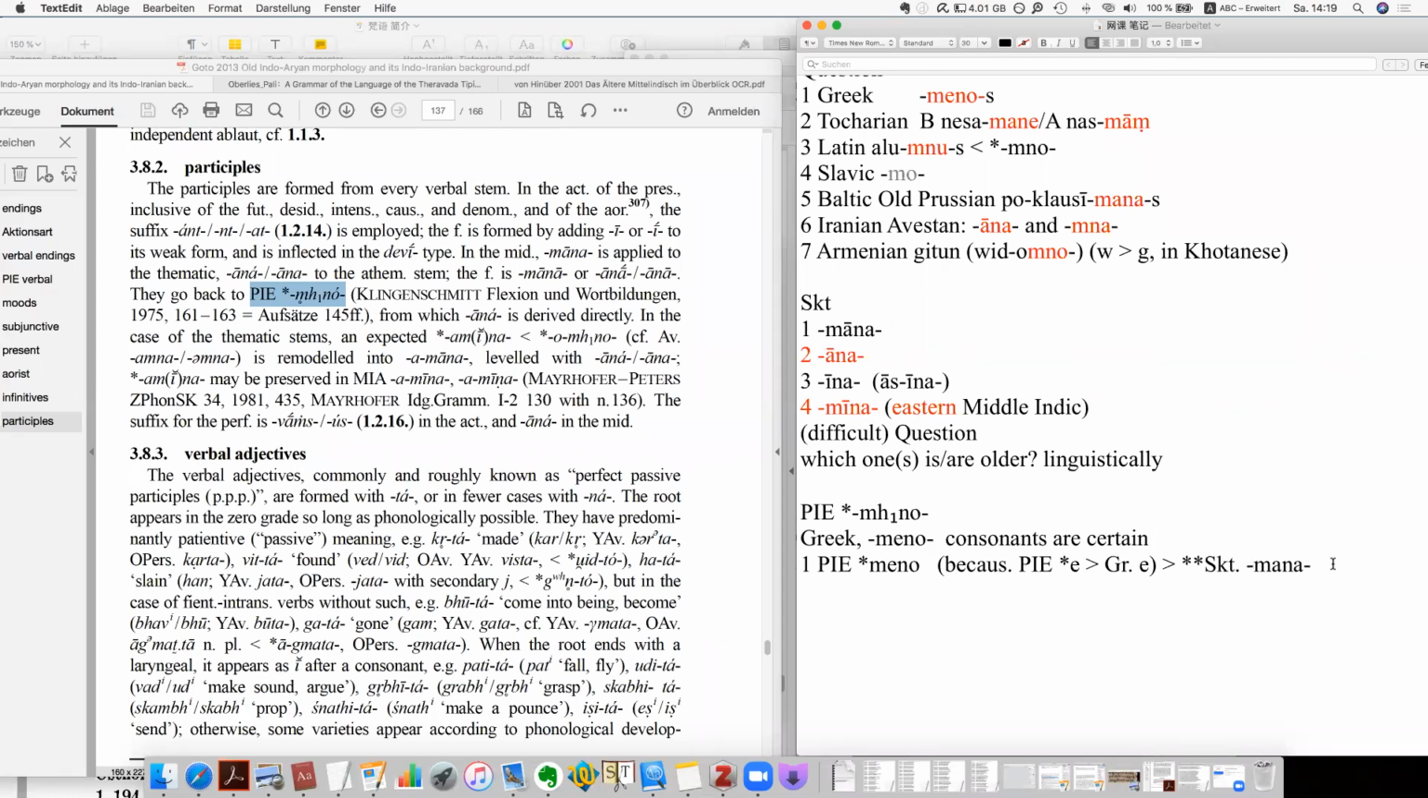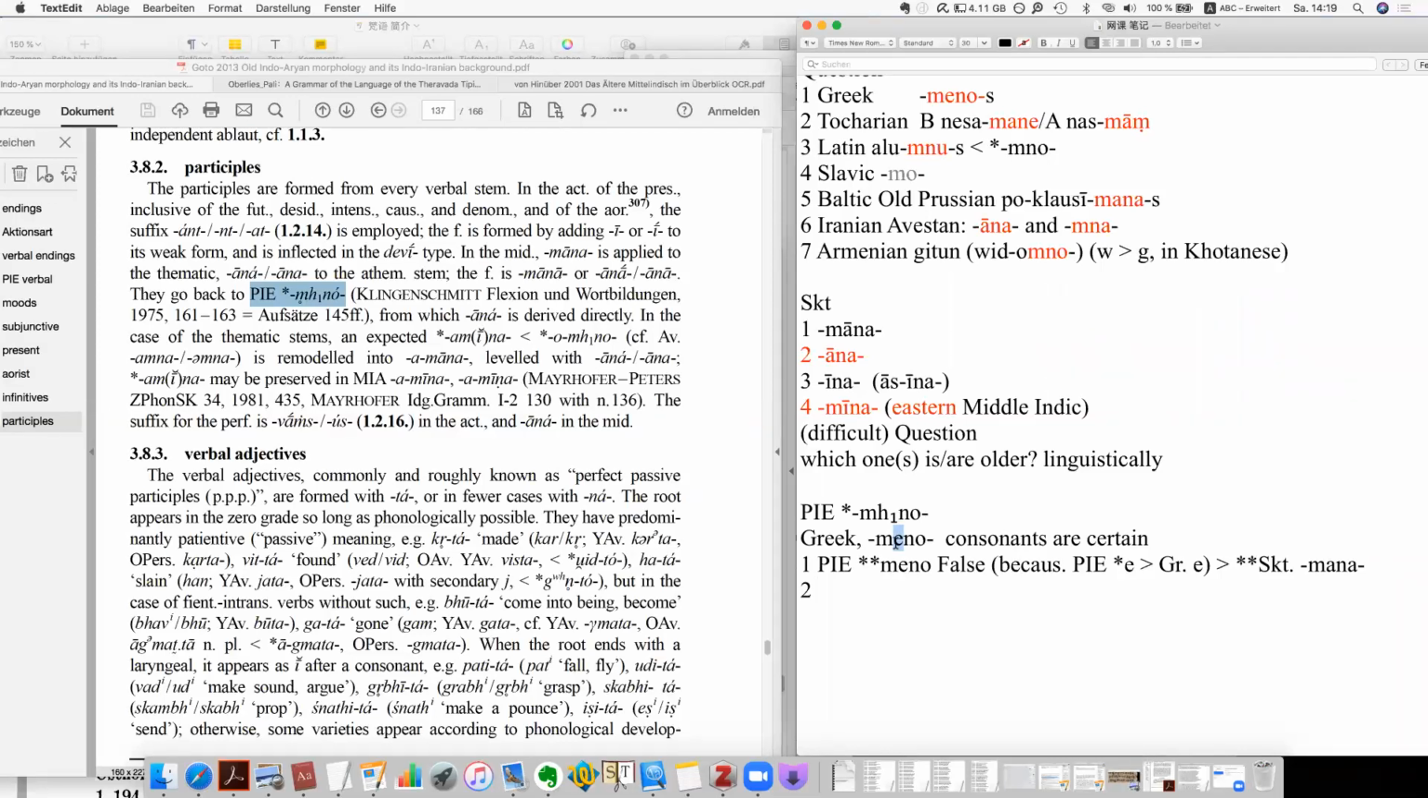So it couldn't be correct. It must be wrong. So this is false. Okay, and then there's another possibility.